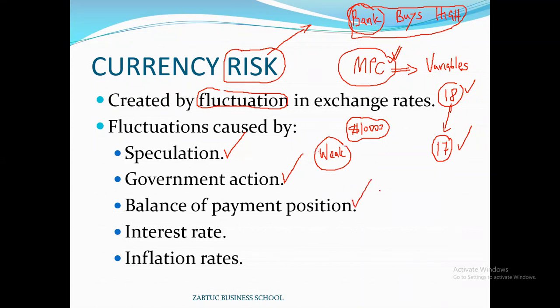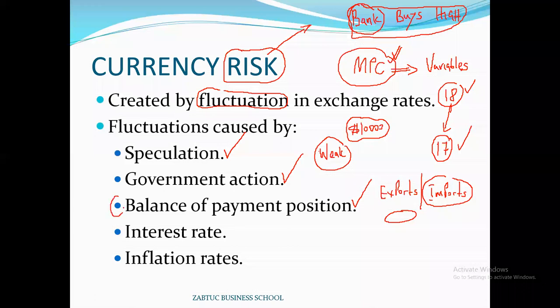Balance of payment position, the volumes of our exports and imports. If you have a lot of exports, what happens? You're going to have a lot of dollars, meaning that your local currency will be stable. If you have got more imports, what happens? The price of the dollar becomes very expensive. In other words, we expect a depreciation in the local currency. So one of the biggest factors that causes our fluctuations is the import-export situation. If we have a lot of imports, there's going to be a lot of pressure on the currency.